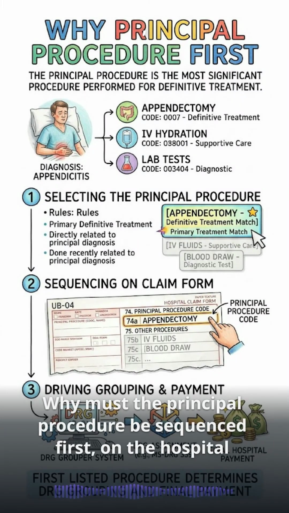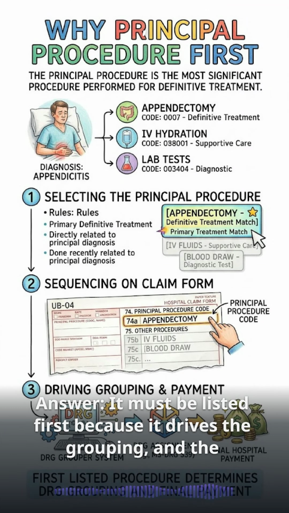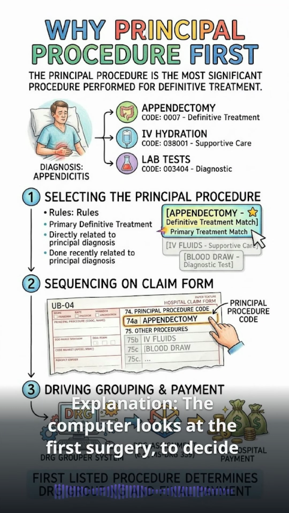42. Why must the principal procedure be sequenced first on the hospital medical billing claim? It must be listed first because it drives the grouping and the final payment. The computer looks at the first surgery to decide how much the hospital receives.